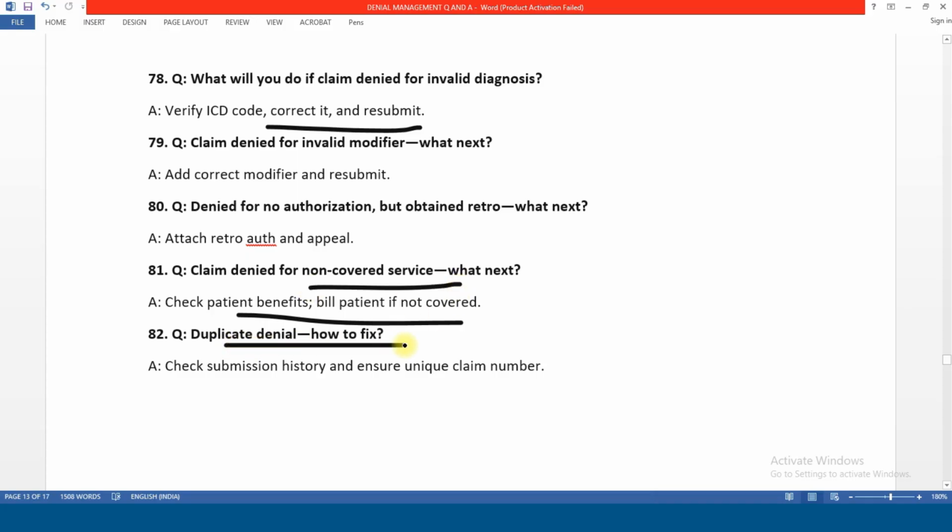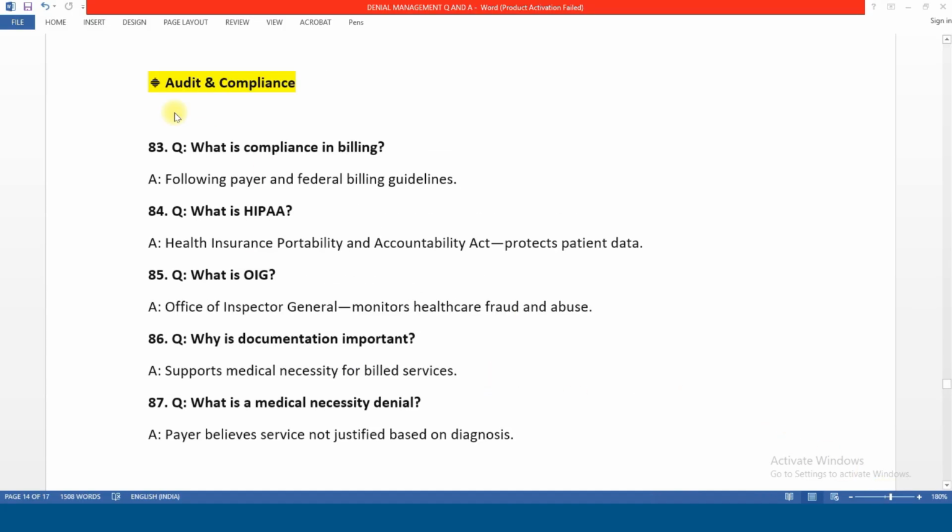So duplicate denial. How to fix it? Check submission history and ensure unique claim number. So each and every claim has a separate number. So we need to check the claim number. Next we will see few Q&A related to audit and compliance.